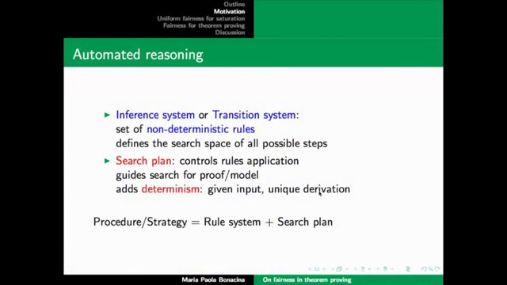Now, fairness comes up a lot in automated reasoning, where we have essentially two ingredients. We have a system of rules, which we usually call inference system, but we can also call more generally transition system. And we have a search plan, which is responsible for guiding the search, for deciding which inferences to apply to which premises, and therefore guiding the search for a proof or a model. Now, the inference rules themselves are non-deterministic. They define the search space we have.